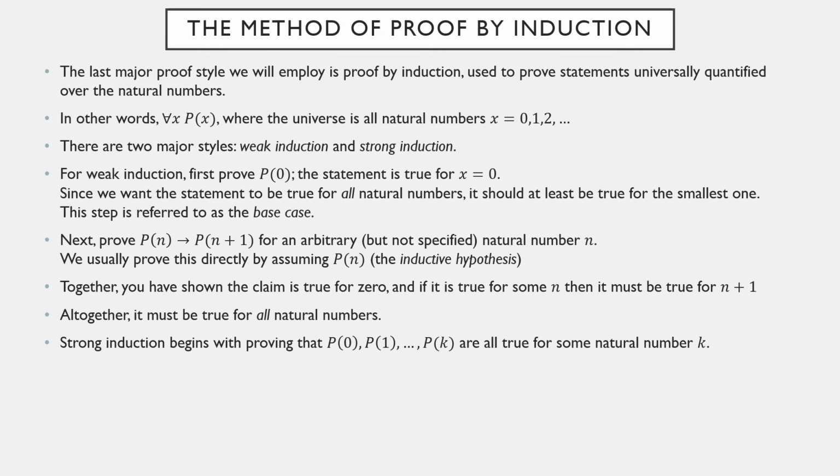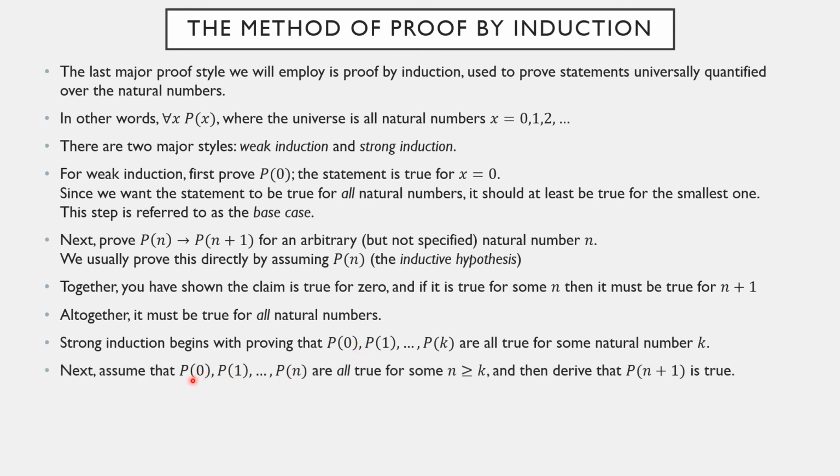Okay. Strong induction starts slightly differently. Rather than simply showing P of 0 is true, you show P of 0 up through some specific k. Okay, you actually pick this. It might be 5, for example, in which case you show P of 0, P of 1, P of 2, P of 3, P of 4, P of 5 are all true. These are all now various base cases. Then you assume that all P of whatever are true up to a certain point, at least as far as the final base case you proved, and then you derive the same thing, P of n plus 1.